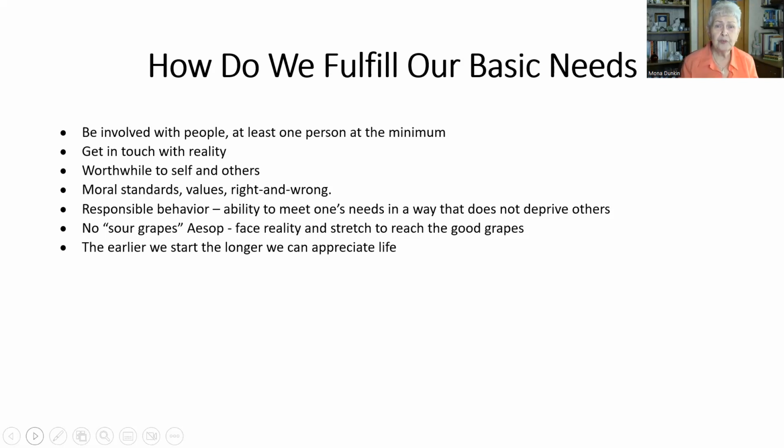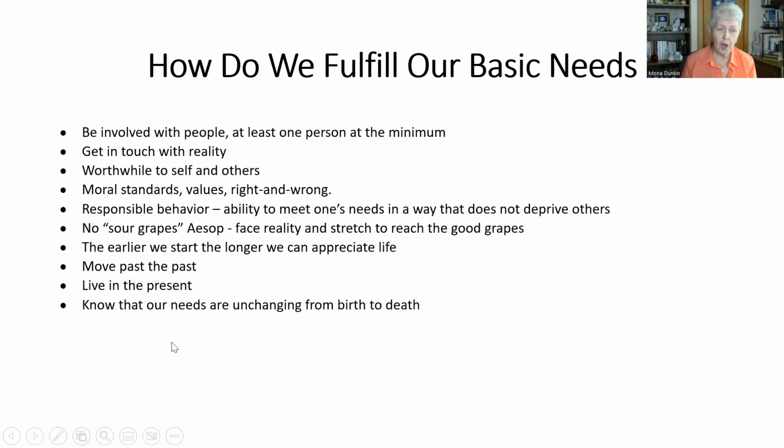And we fulfill our basic needs by the earlier we start learning how to do that, the longer we can appreciate life. We learn to move past the past. Things happen in life. That's just a part of life. Some things are good, some things are not so good, some things are rained out. So we need to move past the past. And in the process of moving past those things, both the positive and the negative, is being able to live in the present, to be fully involved in the now.